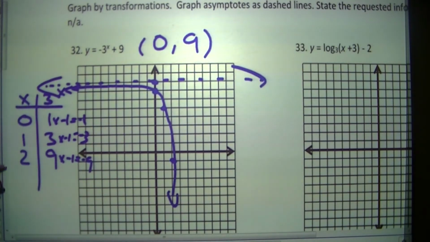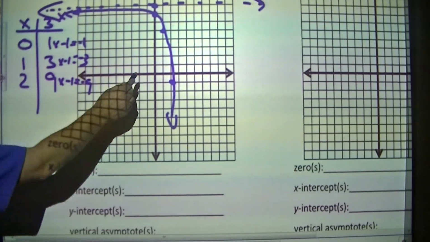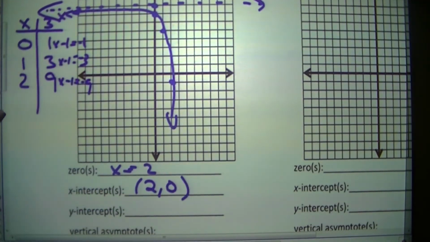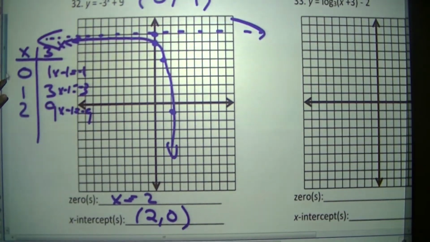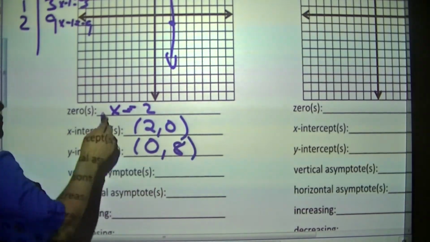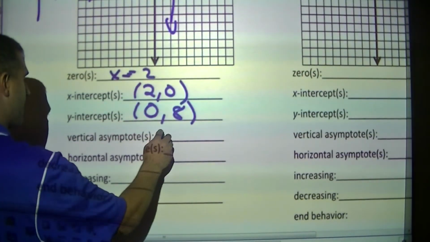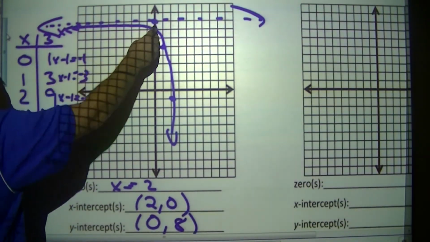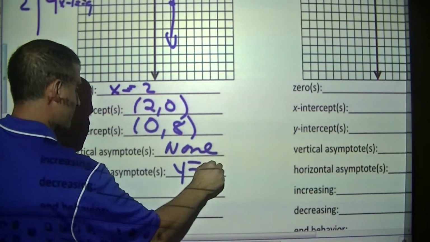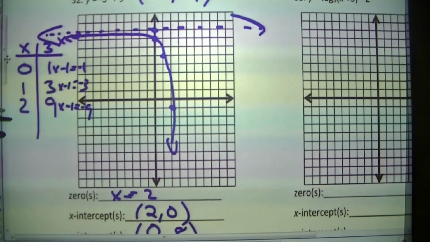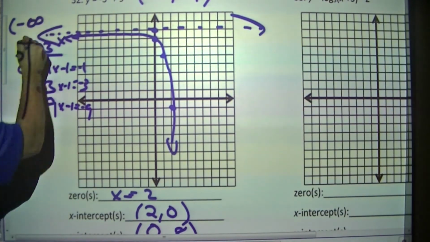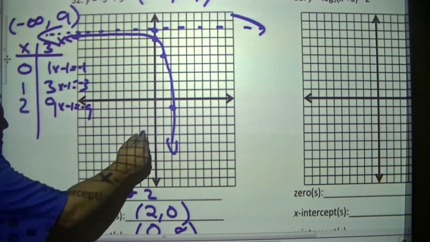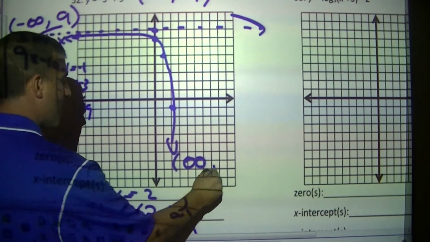When I answer the questions here, the zero is about x equals 2. It's pretty close, which makes that 2, 0. The y-intercept crosses at 8, so 0, 8. For the vertical asymptote, this is a horizontal one, so I have none there. My horizontal asymptote is at 9, so y equals 9. This arrow is a left arrow, but it's going flat. So the y-coordinate is getting flat at 9, not at infinity. This is a right arrow, and that is going down.